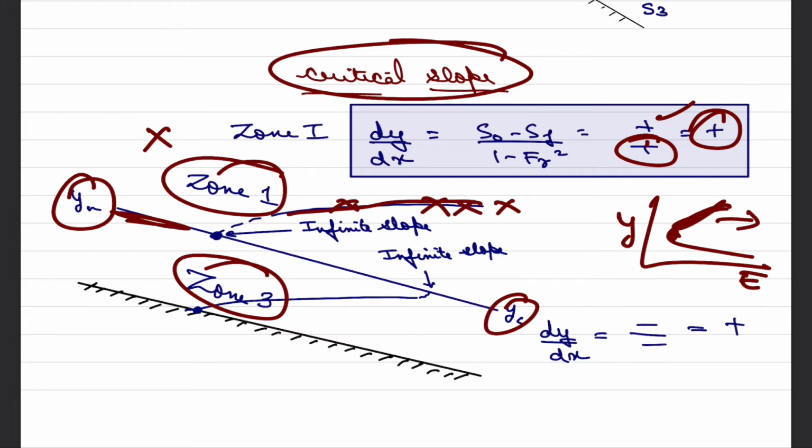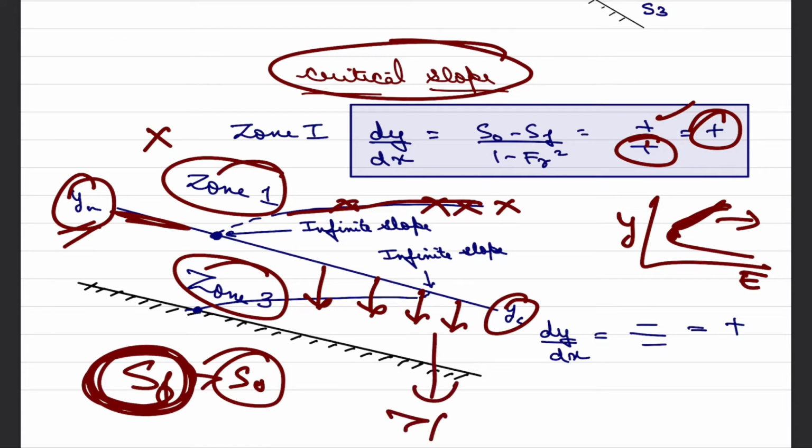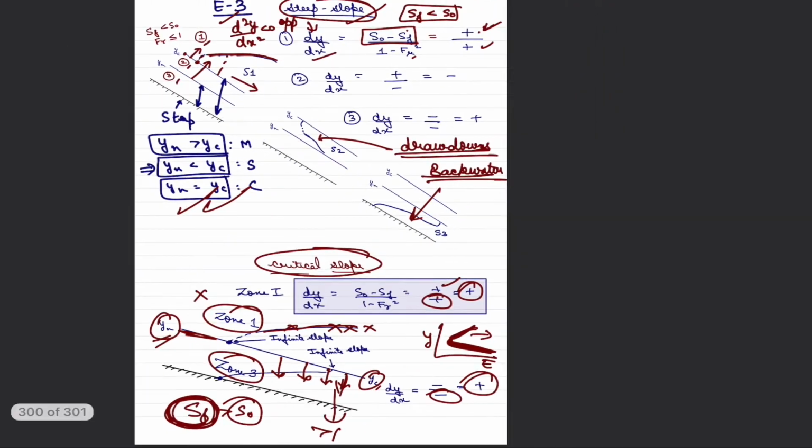Then comes zone 3. What happens in zone 3? Our SF is greater than S naught. Why? Because our depth of flow is lesser than normal depth of flow, and that would mean SF should be higher in comparison to S naught. Our Froude number in this case is greater than 1, because we are below the critical depth of flow. So we are somewhere here where Froude number is greater than 1. That would mean our denominator is negative, as a result of which our net sign is positive. That would mean in zone 3 our water profile should again rise.